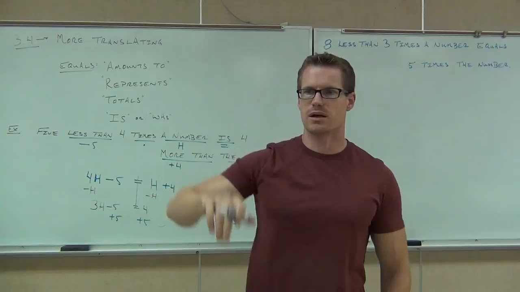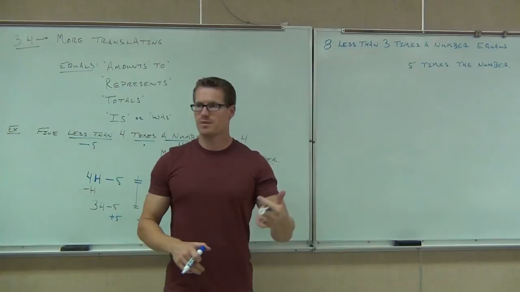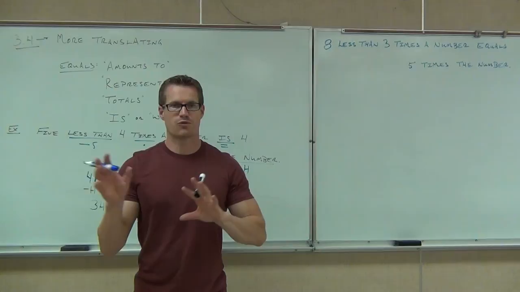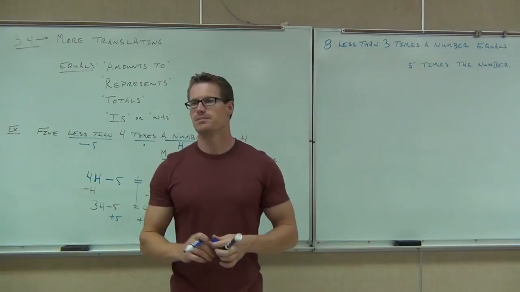Try the next one. I want you to set it up in symbols first. Underline the word that means equals. That one should be pretty obvious in this case. Underline all the other words that mean math. Whatever comes before the equals goes on the left. After the equals goes on the right. Make sure you set it up properly and then solve it. I'll give you about a minute to do that.